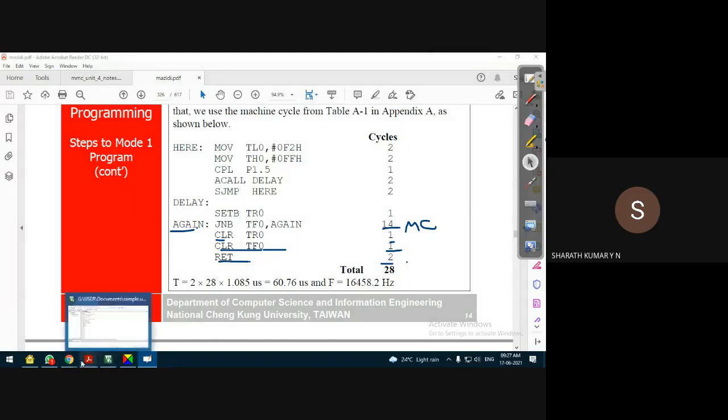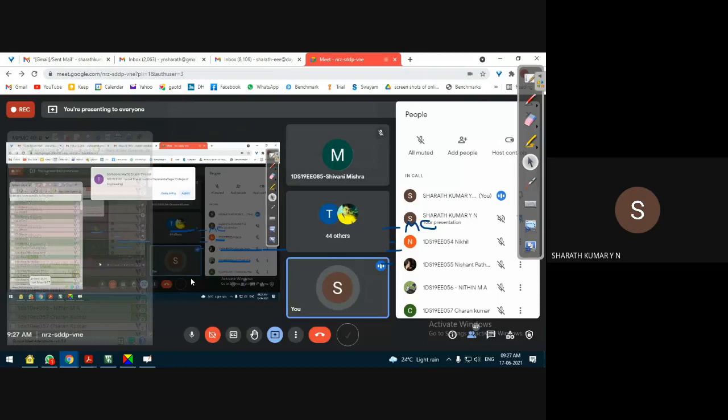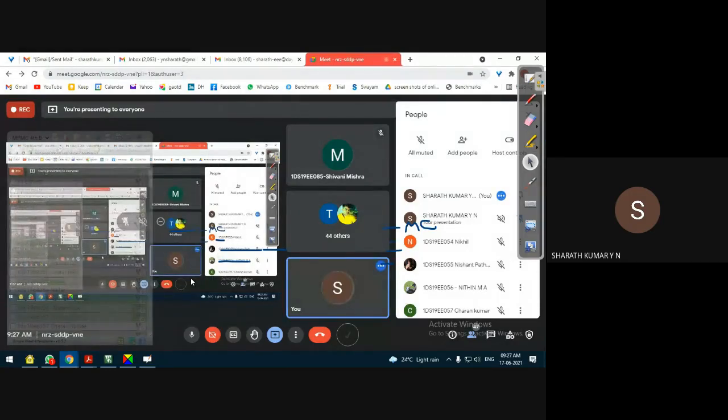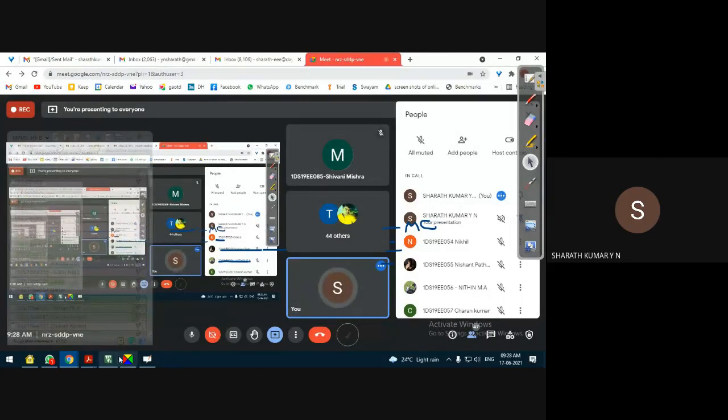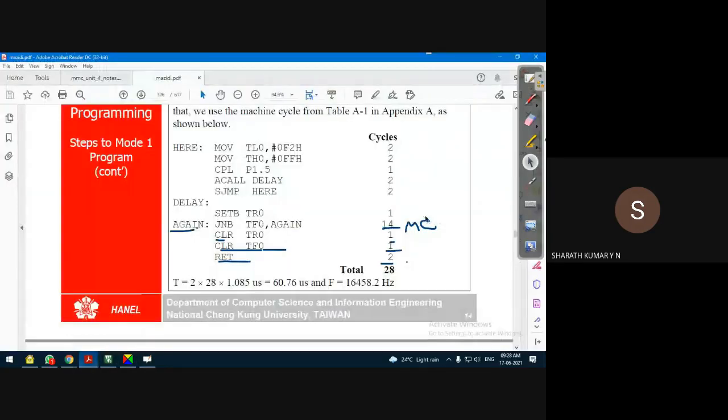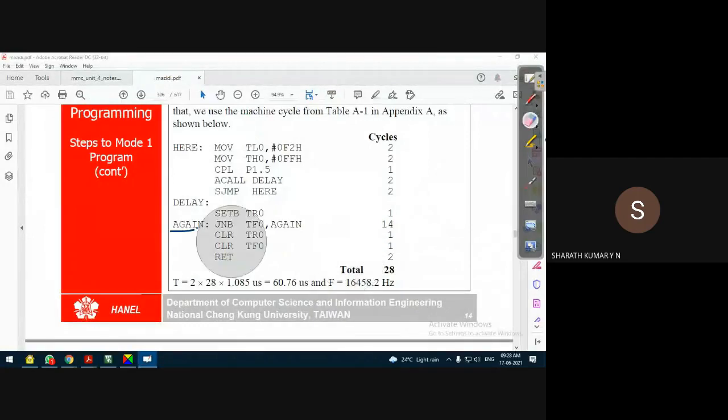The question here is, should we know the execution time of all the instructions? Not necessarily. It is difficult to keep in mind all the machine cycles of all the instructions. But a few common instructions we can understand, like MOV instructions and RET instructions. All these are commonly used instructions.